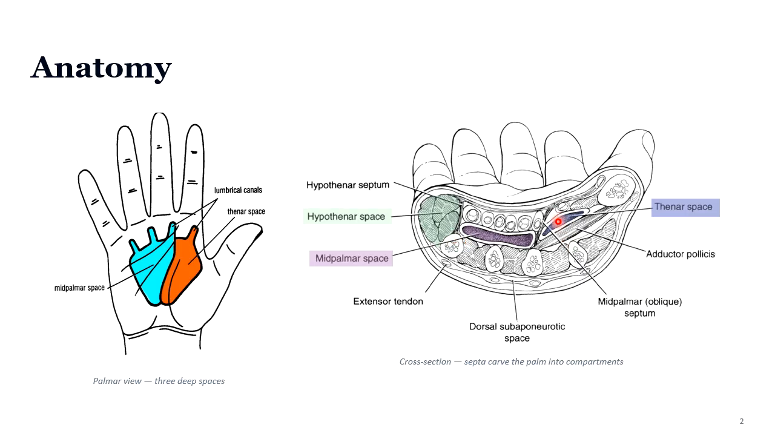You can see in this diagram that the thenar space and the mid-palmar space are separated by a very thick septum called the mid-palmar or oblique septum, and the mid-palmar space is separated from the hypothenar space by the hypothenar septum. Generally, these septa do not allow infections to immediately cross from one space to the other. However, infection can track from these spaces into the lumbrical canals and into the web spaces of the hand.